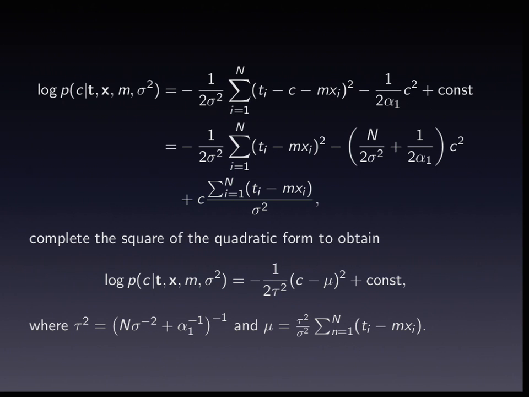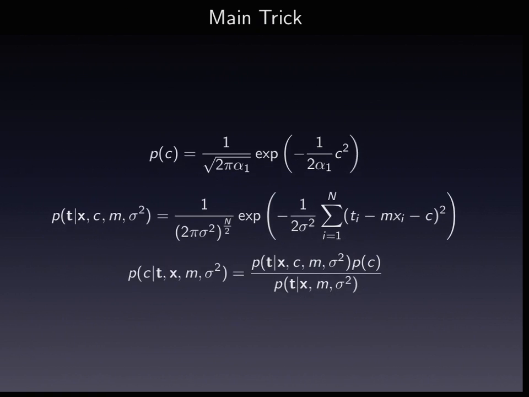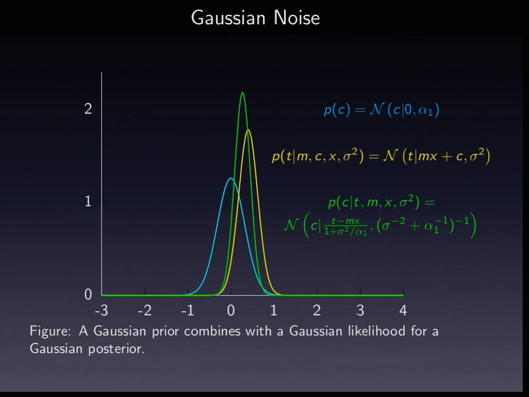And in this case, if you do that, what you recover is that tau squared has this form, which is the number of data points divided by the variance of the noise, plus 1 over the variance of the prior, all inverted. And the mean has this form. Now that is what I used to make this plot. So that's what you're seeing plotted there. There's only one data point in this case, so n is 1 here.